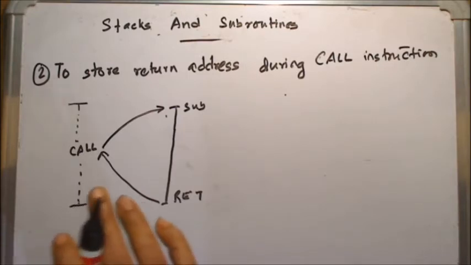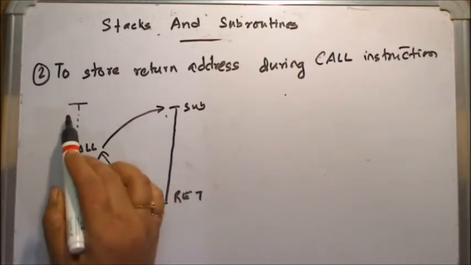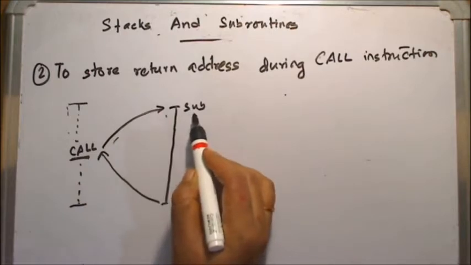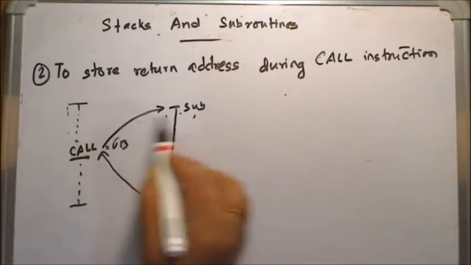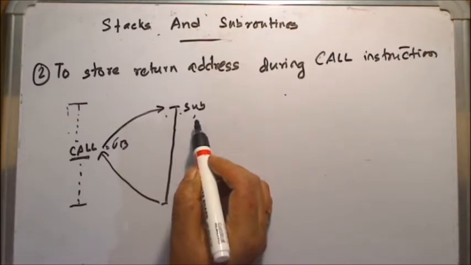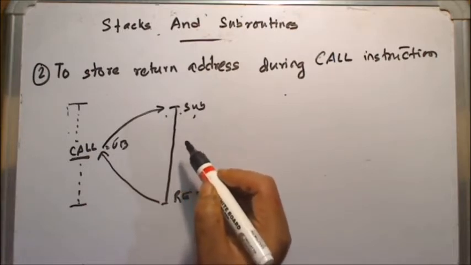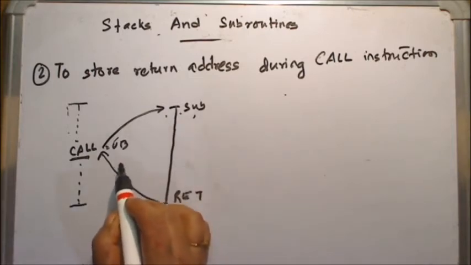So the program will come up to here, that is, up to the call instruction. The program is executing and has come up to the call instruction. Now it will go to the subroutine, because it is called, and execute the subroutine, and come back to the next instruction of the main program. You already know this.